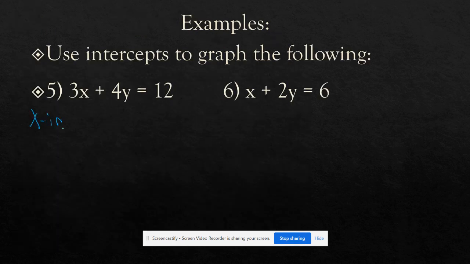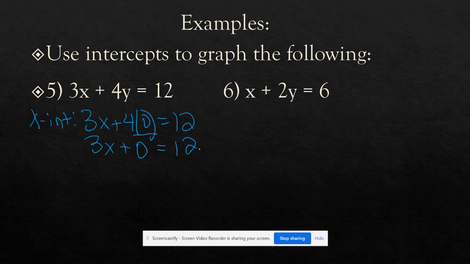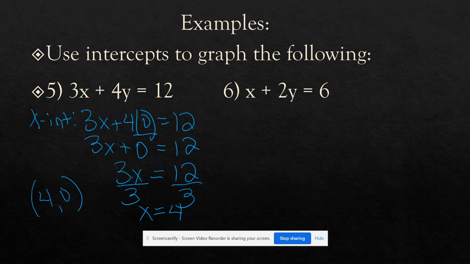So to find the x-intercept here, we want x, so we're plugging in 0 for y. 4 times 0 is 0. 3x plus 0, well, that's just 3x. We would finish getting x alone. This is 3 times x. The opposite of multiplying by 3 is dividing by 3, and so we get our x-intercept of 4. So (4, 0) is the coordinates of our x-intercept.